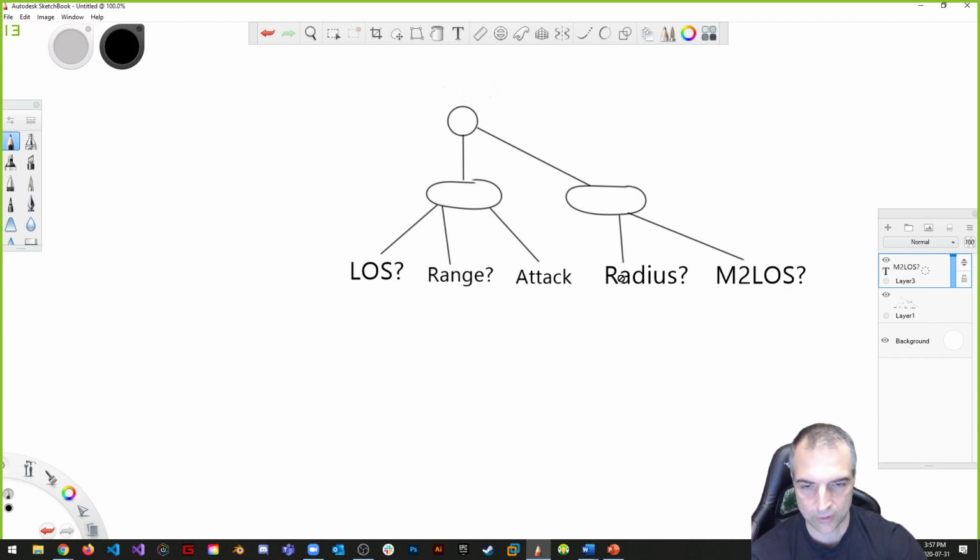He was in my range at one point. Yes. Cool. Then move to line of sight. Move to line of sight. Do I have line of sight? Yes. Range, attack. Keep doing that over and over again, right?